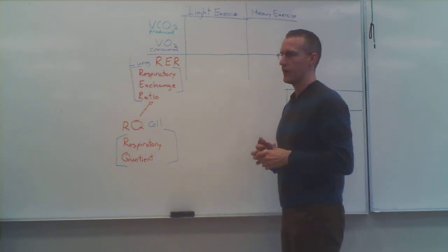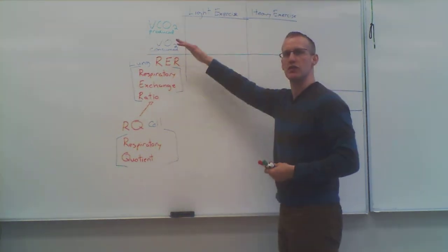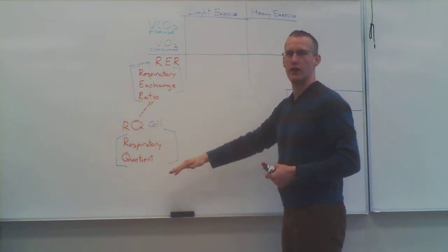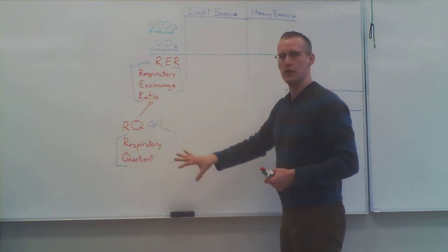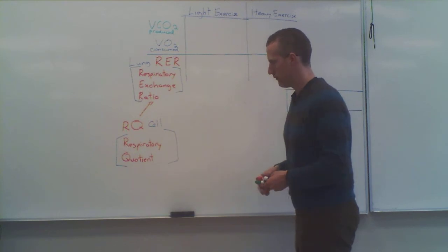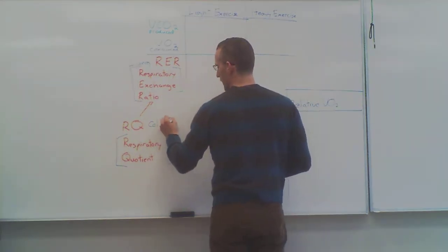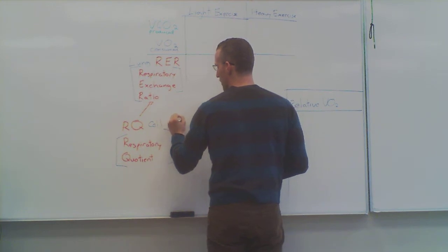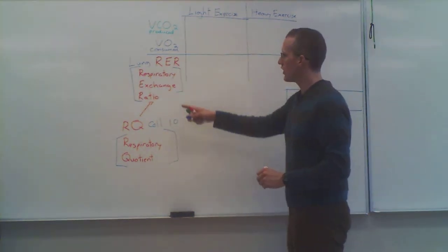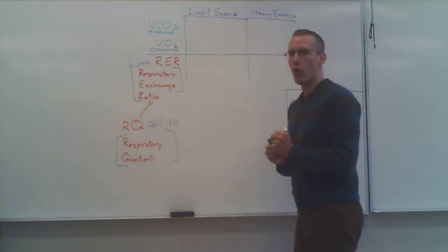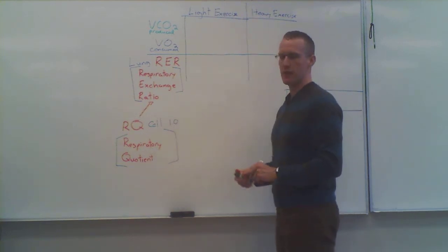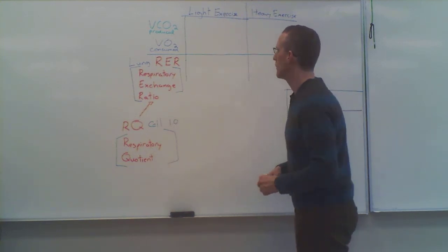There's one important difference between these two, which I'll come back to later on, which is that RQ does not exceed 1. So RQ can be as high as 1.0, but no higher. Whereas RER, whole body metabolism, the number can be larger than 1. So how do we calculate these?